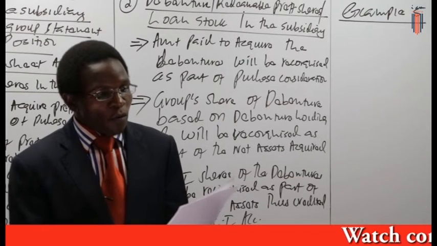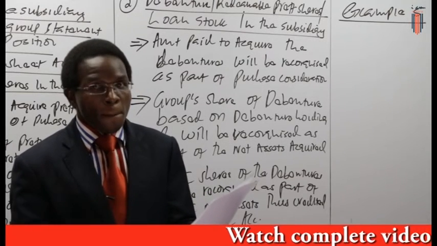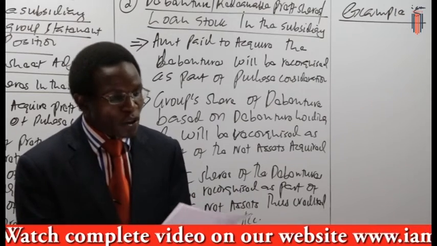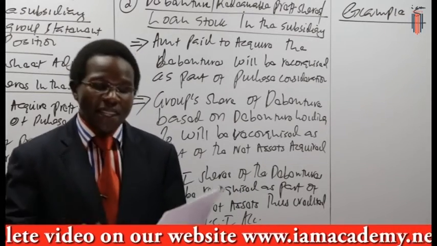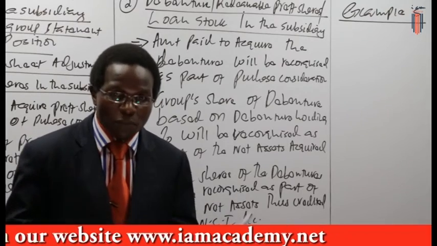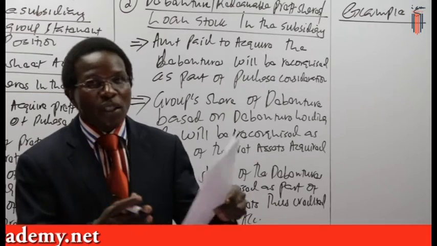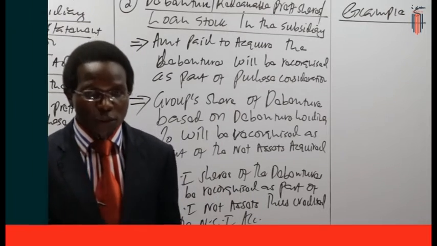Now, from the required point of view, we are required to prepare the consolidated statement of financial position as of 31st December 2015, meaning our financial year begins on 1st January and ends on 31st December 2015.